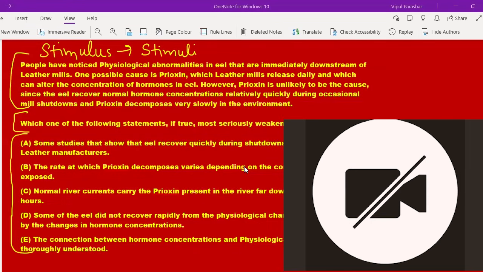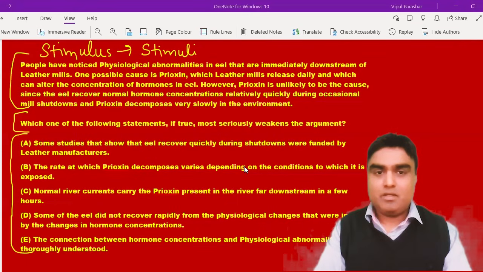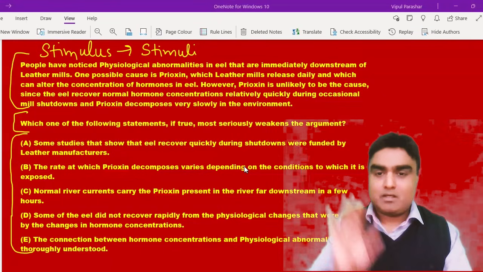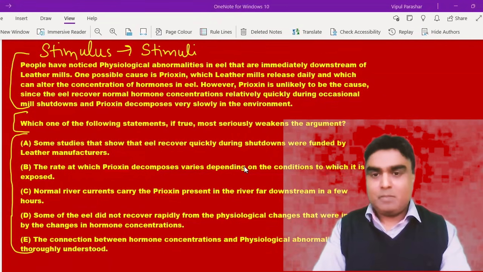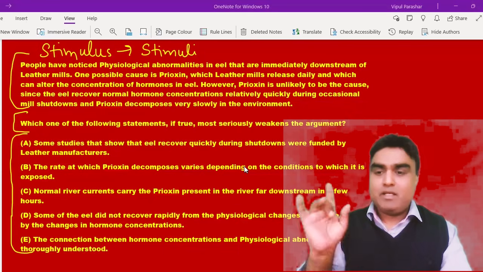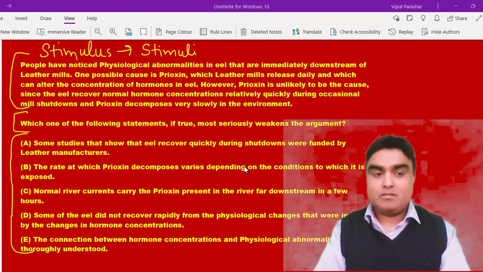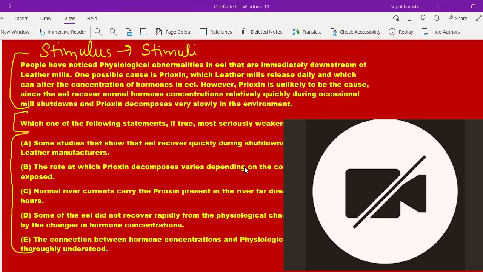Could that be that pyroxene is unlikely to be the cause? That is the conclusion. Very good. So the conclusion is pyroxene is unlikely to be the cause. So we have to weaken this conclusion. If I'm weakening it, what exactly would I be doing? Making it a cause.